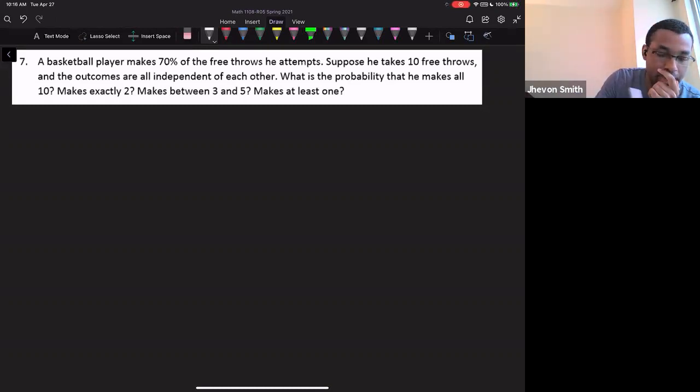So a basketball player makes 70% of the free throws he attempts. Suppose he takes 10 free throws. The outcomes are all independent of each other. What is the probability that he makes all 10, or that he makes exactly 2 of them, or that he makes between 3 and 5, or that he makes at least 1? Now, this is kind of complicated.